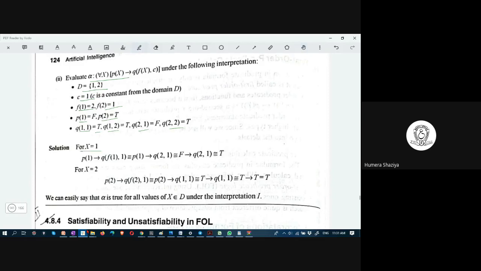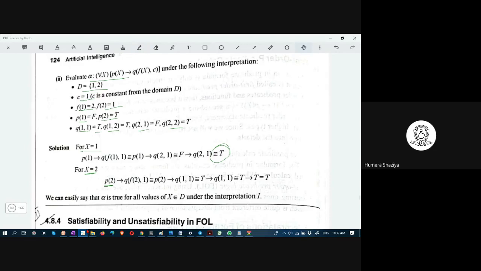The solution: when x is equal to 1, P of 1 implies Q of f of 1 comma 1, which is P of 1 implies Q of 2 comma 1. P of 1 is false, so false implies anything, which is true. So for x equal to 1, it is true. For x equal to 2, P of 2, you go on substituting. P of 2 means true.